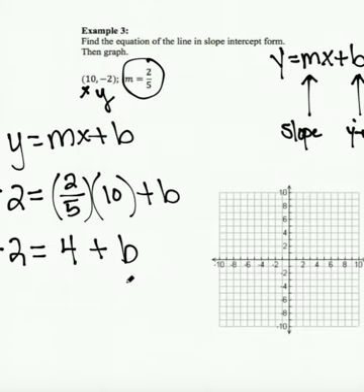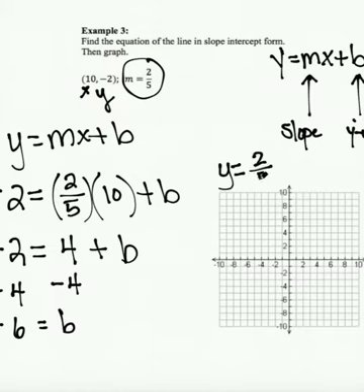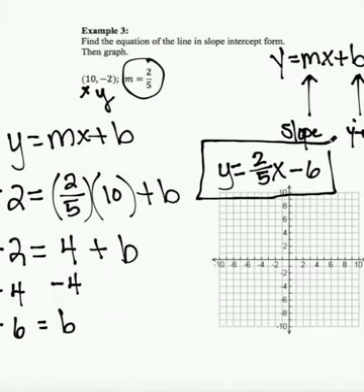And we're still solving for b. So I'm going to subtract 4 from both sides. And that's going to give me b equals -6. So now I have a value for m and I have a value for b, so I can write my equation. My equation is y equals 2/5 x minus 6. Y equals mx plus b. Remember, I'm always filling in the m and I'm filling in the b.